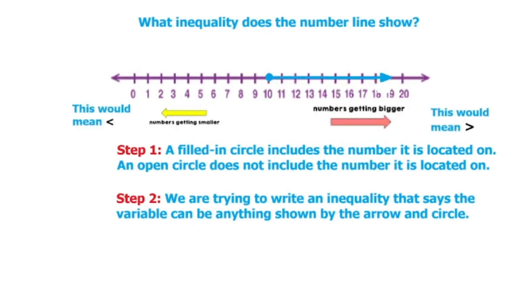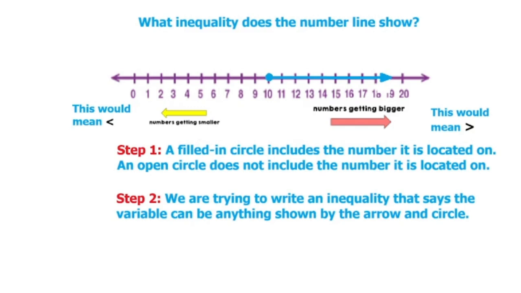So this is a good time to review. When the numbers are getting bigger, the arrow goes this way. This would mean greater than. If the arrow is going this way, the numbers are getting smaller, and this would mean less than.